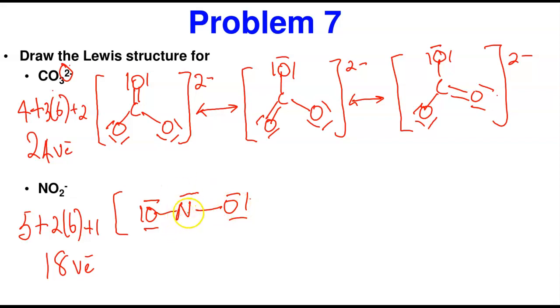But you see, this nitrogen is not satisfied. So what we're going to do, we're going to move something. You can move anywhere. So I can move one of these here. Again, I can move this one here first. If I move it, I'm going to use it to form a double bond to make sure that nitrogen is satisfied. And this becomes the Lewis structure of this molecule.